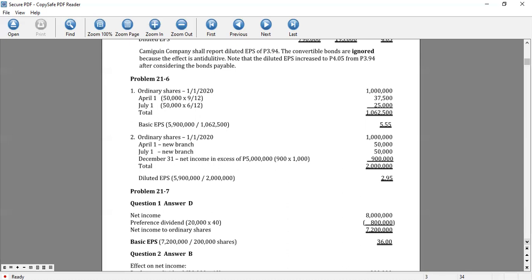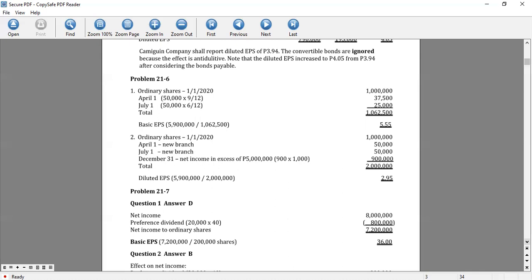Our ordinary share capital for January 1, 2020 begins with 1 million. Then on April 1, 50,000 shares were issued. April to December is 9 over 12, so we get 37,500. On July 1, another 6 over 12. So the total is 1,062,500 shares. Then the basic earnings computation.